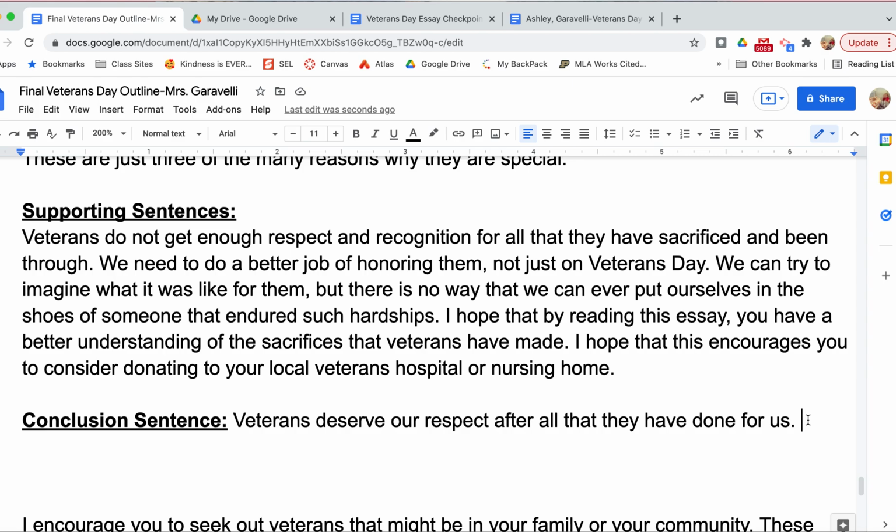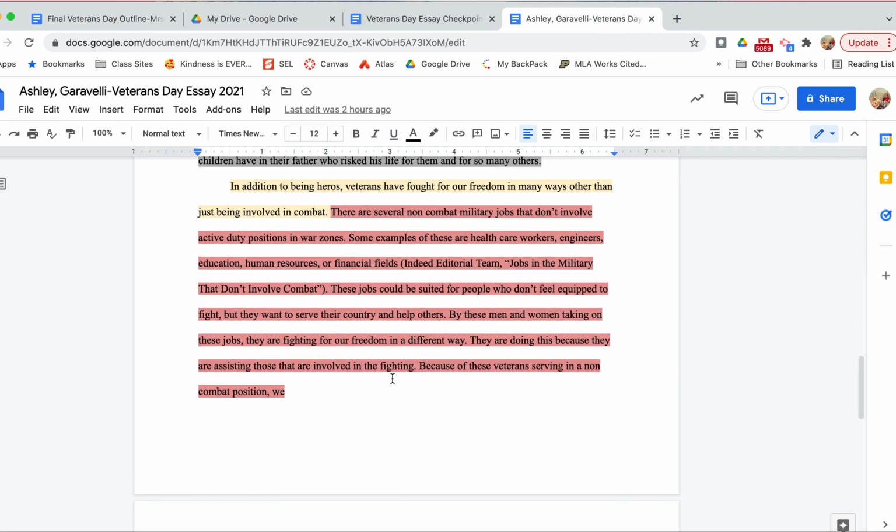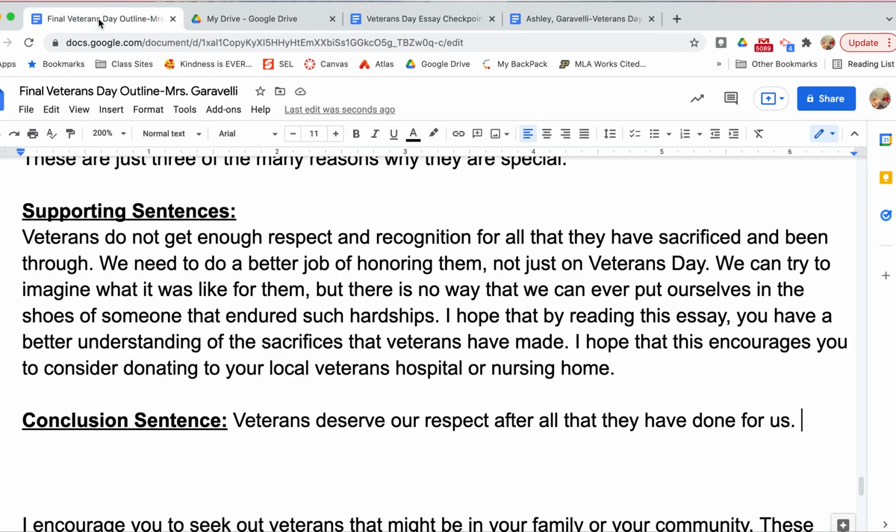So after you feel good about what you have, you're just going to select all of it and put it in your MLA document. So I'm going to put mine underneath my third body paragraph and make sure also that your page numbers are changing every time. So remember, it's a writing process for a reason.